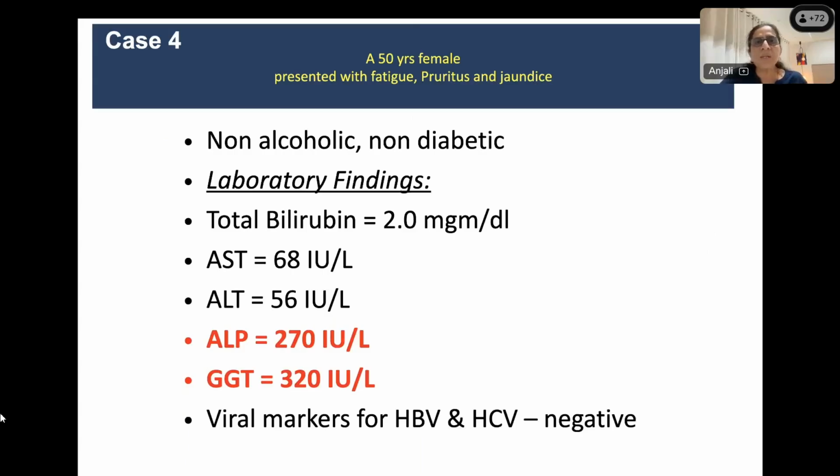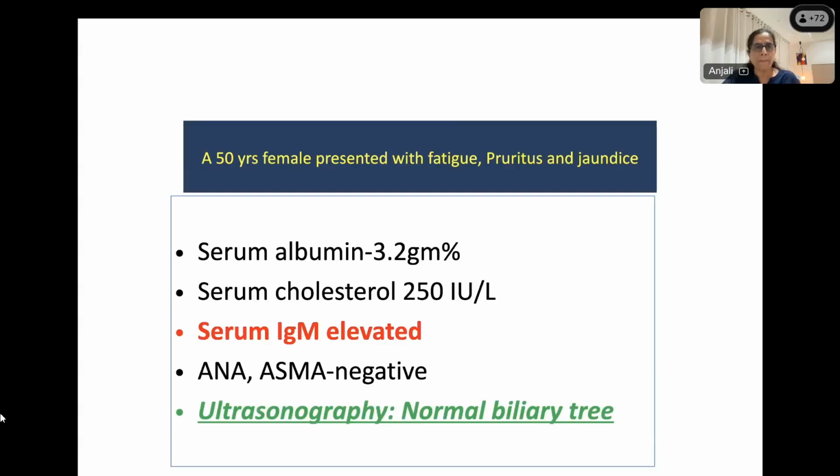This was a case of a 50-year-old female who presented with fatigue, jaundice, pruritus, severe itching, and her liver function test showed raised alkaline phosphatase and gamma GT. Viral markers were negative. She was non-alcoholic, non-diabetic. IgM was elevated. ANA, ASMA were negative. Ultrasound showed normal biliary tree.